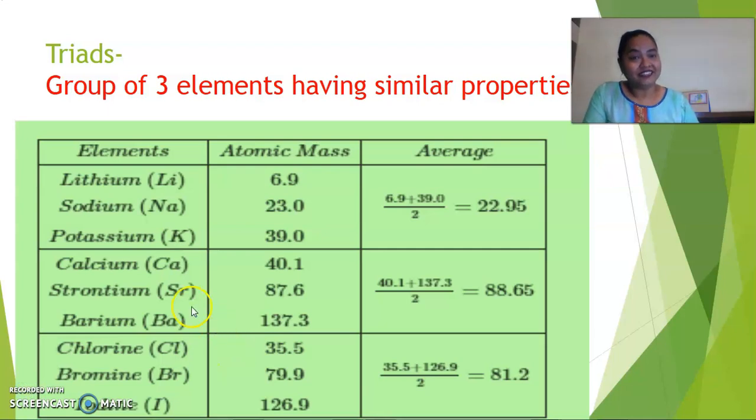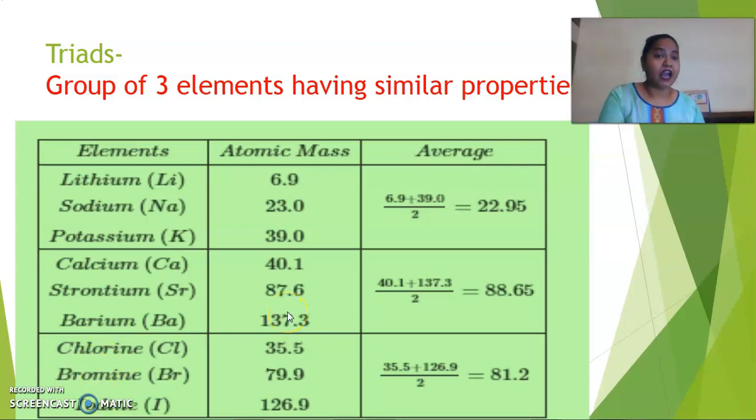Dobereiner was successful in making 3 triads. Let us have a look at all the 3 triads. The first triad is a group of 3 elements: lithium, sodium and potassium. The second triad has calcium, strontium and barium. The third triad has chlorine, bromine and iodine.